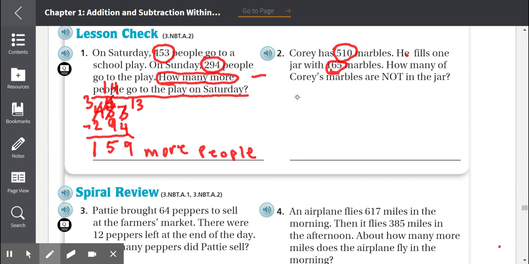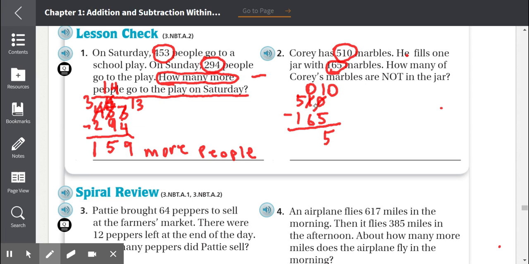So we have 510 minus 165. So let's begin by subtracting from the ones place. We have 0 minus 5, and we can't do 0 minus 5. So now we have to borrow. We borrow from this 1, from the tens place. We take away the 1. Now this becomes a 0. And now this 0 becomes a 10. Now 10 minus 5 is 5.